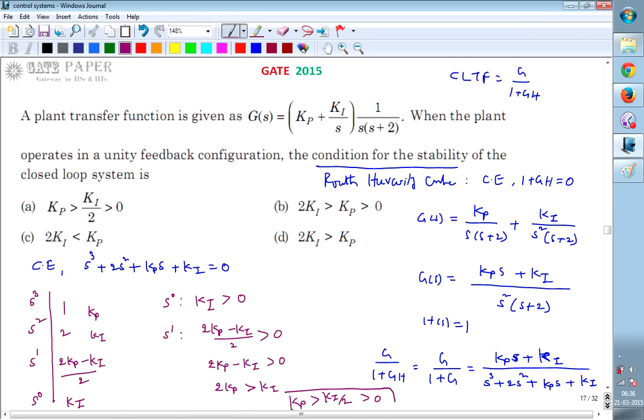So the entire condition for stability is that Kp must be greater than Ki by 2 and Ki by 2 must be greater than 0. Then the system given by this open loop transfer function with unity feedback will be stable. So the right answer for this question is A: Kp should be greater than Ki by 2, that should be greater than 0. Thank you.